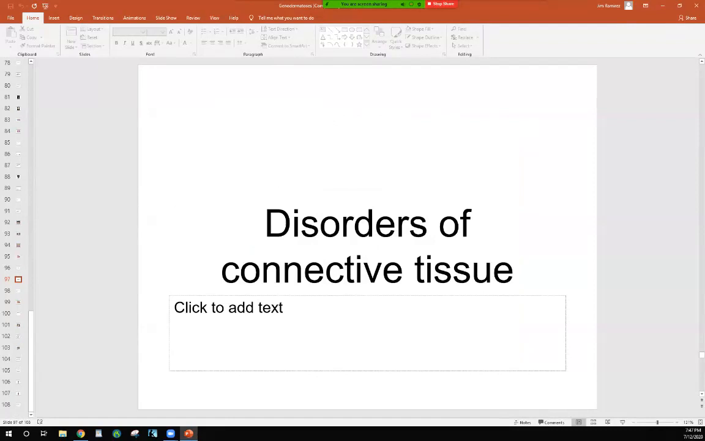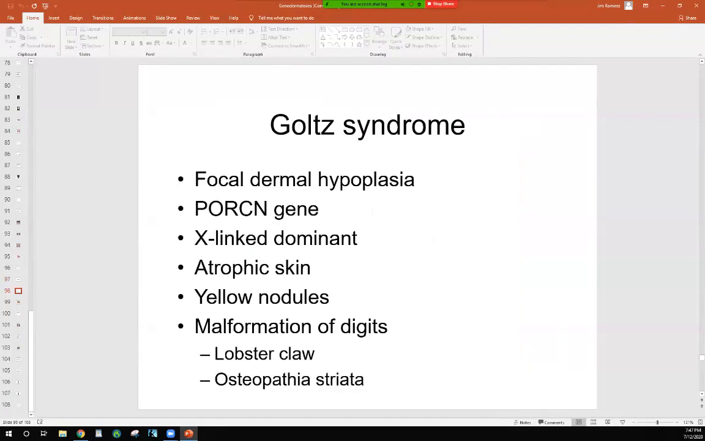Disorders of connective tissue. So let's talk about Goltz syndrome, because Goltz syndrome, I kind of feel like it's a boards favorite because it can always show some impressive clinical photos, and the derm path correlate can be pretty striking as well. It's also known as focal dermal hypoplasia, the PORCN gene, X-linked dominant.